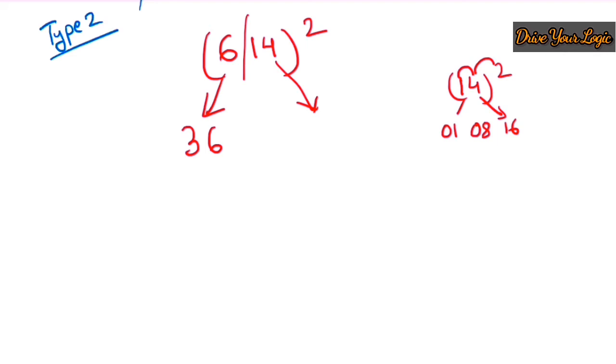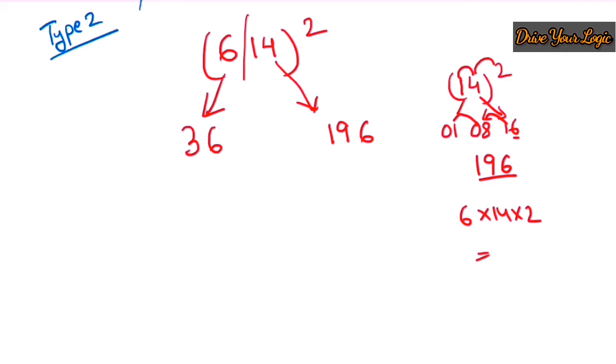While writing the answer, for a 2-digit number you have to take a single digit. So I will take 6, and this one I will add here: 8 plus 1 will be 9, and 0 plus 1 will be 1. So 196 is your answer. So 14 square is 196. Clear? Now 6 into 14 into 2.